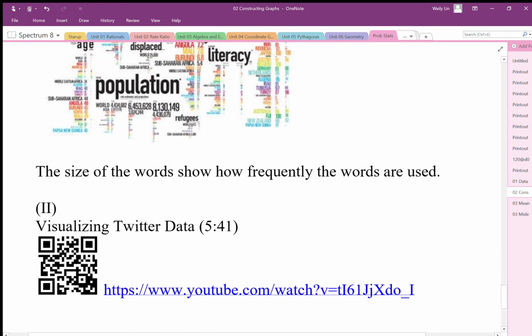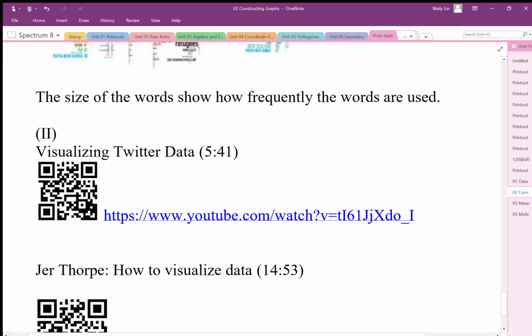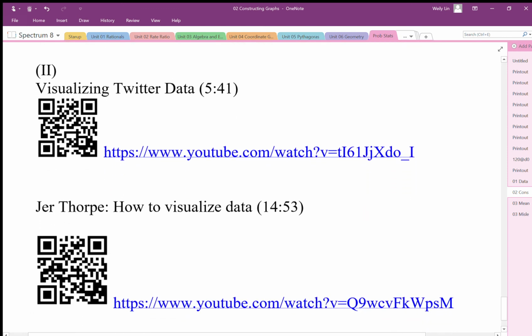So these videos, visualizing Twitter data, and this other one, visualize data, there are some links here. I put the links in the calendar as well. It's a good idea to take a look at these and just get a sense of these different ways we can now show data, and to be able to display data, and to be able to infer much more information because of these different ways we can display data.